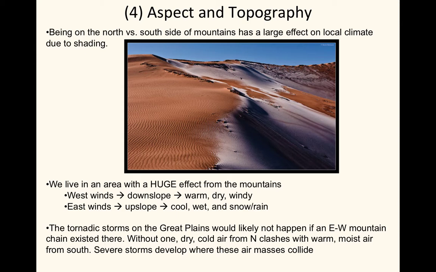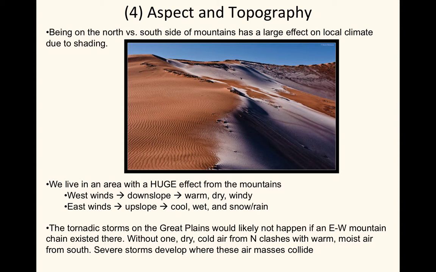With west winds, we tend to get downsloping winds that compress and warm as they come down the slope, leaving us with warm, dry, and windy conditions. With east winds, however, you get an upslope condition where the air is coming up from the east, up the mountains to the west, and that cools the air.